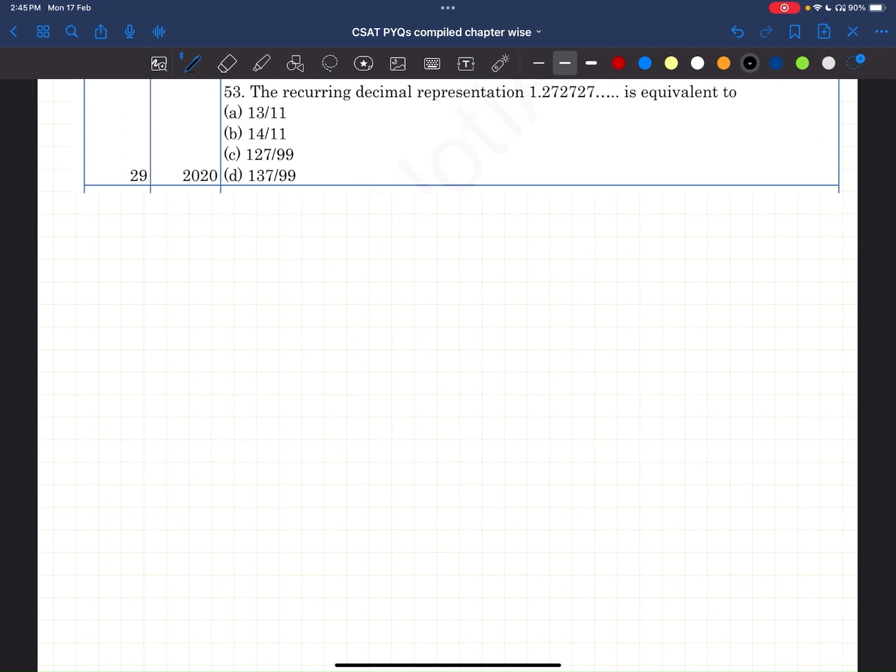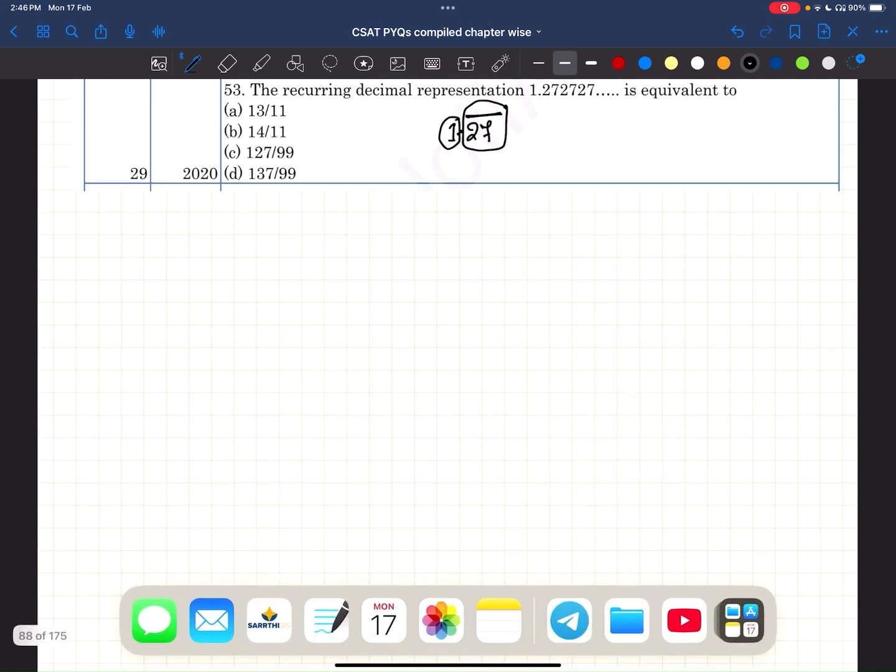The recurring decimal representation 1.272727 and so on is equivalent to, see, this can be written as 1.27 bar. See, the bar represents that only these values are repeating, not the other value. So we can solve this question simply by using the formula for recurring digits.